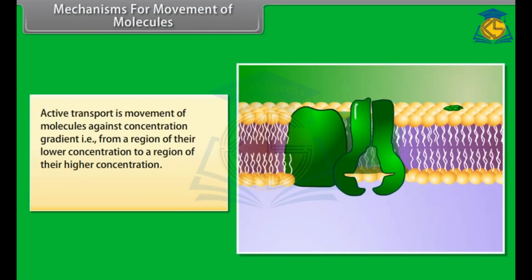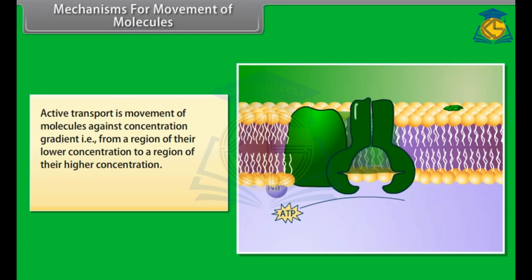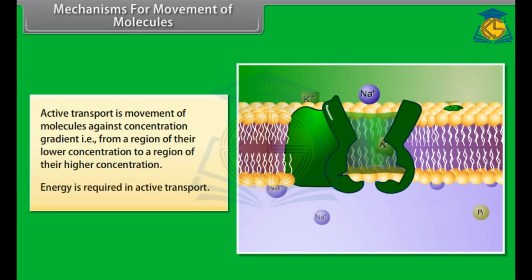Active transport is the movement of molecules against the concentration gradient, that is, from a region of their lower concentration to a region of their higher concentration. Energy is required in active transport.